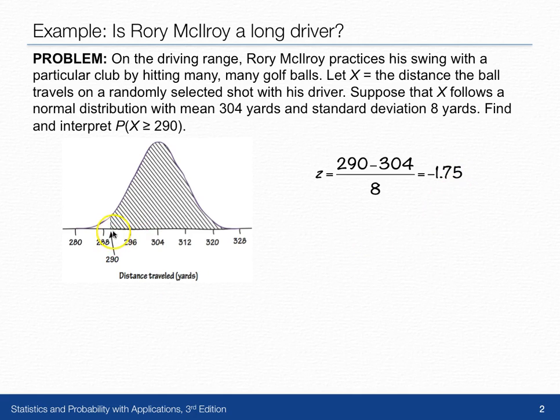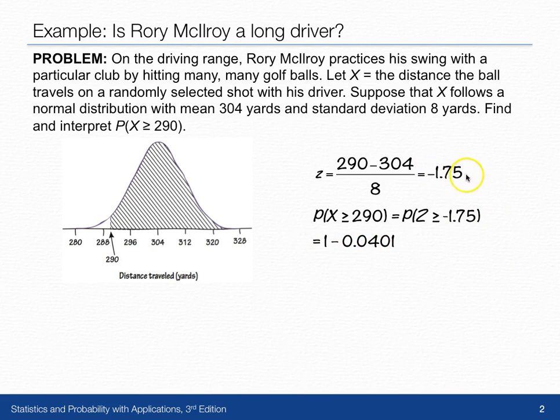Notice this value is below the mean, so we have a negative z-score, and it's between 1 and 2 standard deviations below the mean. So this value makes sense since it's between negative 1 and negative 2. To find the probability then, we can look up the value of negative 1.75 in table A, and then subtract that from 1. Now why do we subtract it from 1?